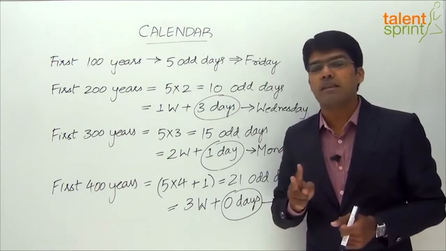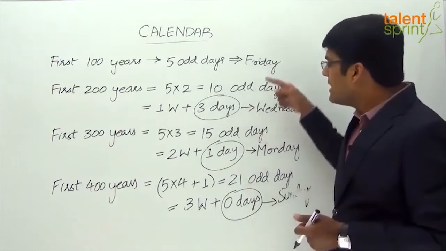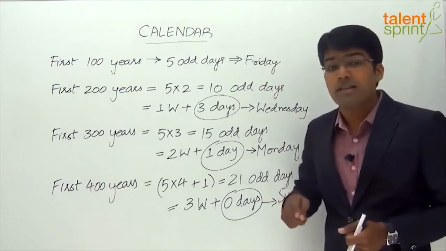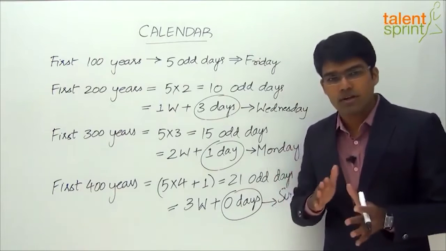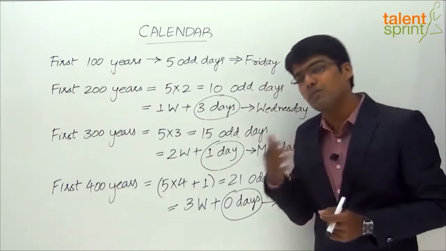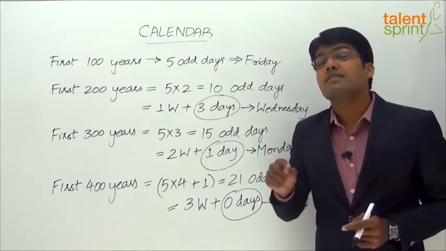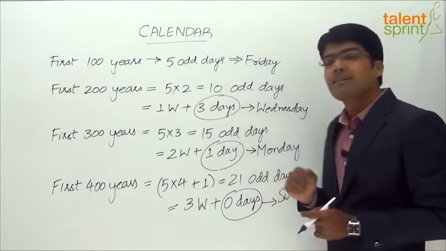So two important points, or I can say 3 important points. The last day of a century will be any of these days: Friday, Wednesday, Monday or Sunday. So it means it cannot be Tuesday, Thursday or Saturday. So these are the 2 important points: what can be the last day, what cannot be the last day. And the third point is the last day of a century which has a leap year as its century year will always be a Sunday.